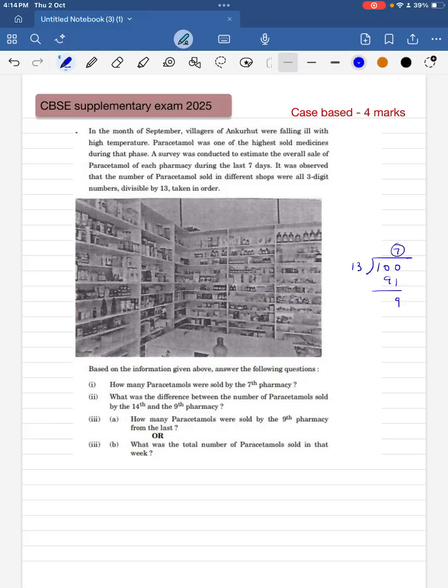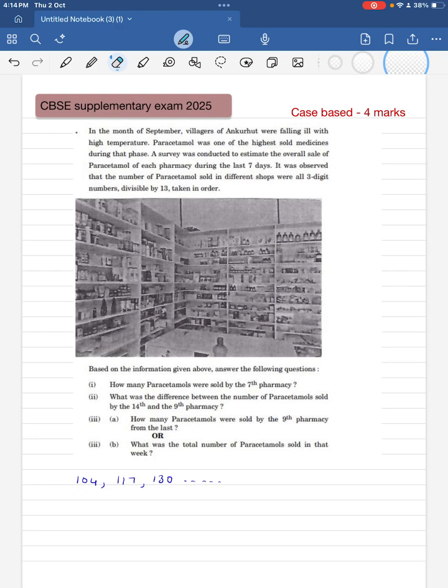Now if I do 13 times 8, I would get 104, which will be the first 3-digit number which is divisible by 13. Why did I multiply it with 8? Because after 7 times 13, the next multiple is 8 times 13. So 104 will be the first number divisible by 13. Now the second number will be 117, if I add 13 to it, 130, and so on.